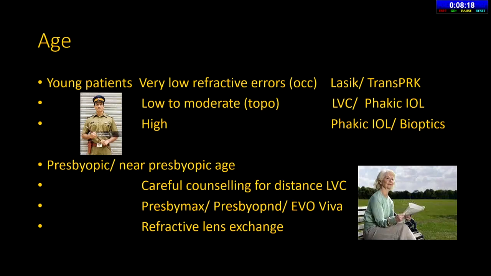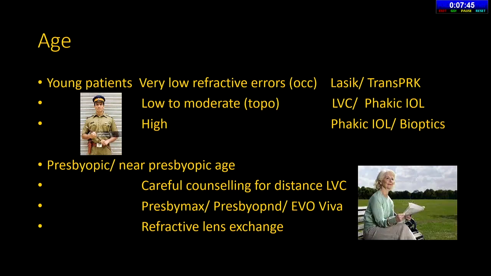Now, in case the candidate is suitable for a blended procedure like Presby Max or Pres Beyond, where you use aberrations, or where you increase the depth of focus, such corrections can also be applied. Again, that depends on the indication. And of course, in the offing is the presbyopic phakic IOL by EVO, called EVO Viva. So when that comes to India, I hope it provides a lot of relief to us.